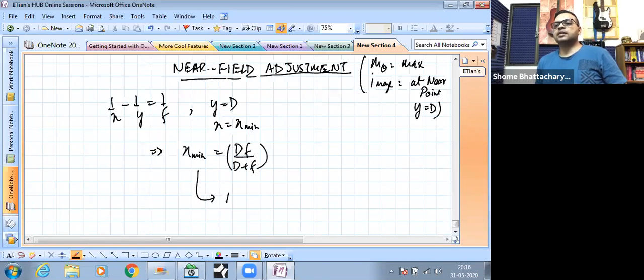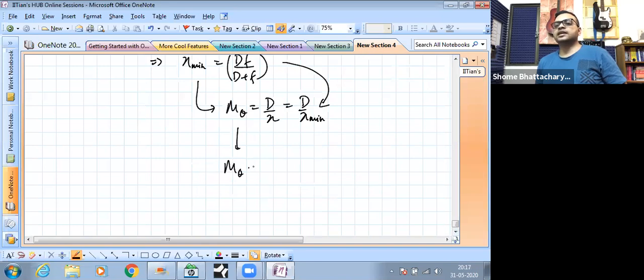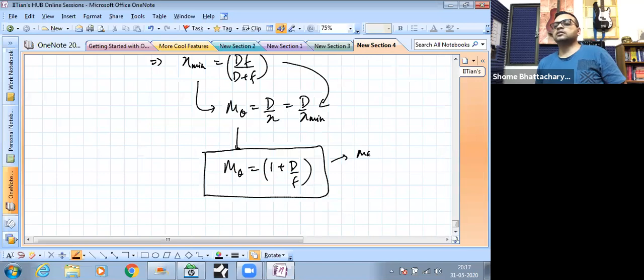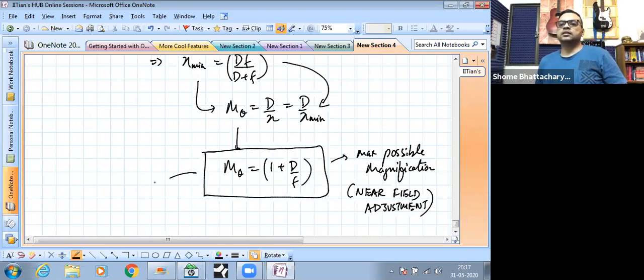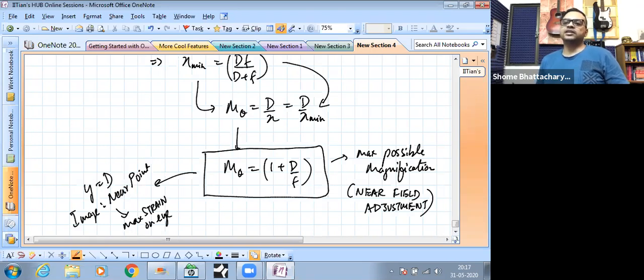And now you substitute that in the angular magnification formula, which is D by x. So here it becomes D by x minimum. When you substitute this value here, you get the angular magnification as 1 plus D by f. So this is the maximum possible magnification. And this occurs for the near field adjustment position. And in this, the eye is highly strained. So y is equal to capital D. That means the image is at the near point. So in viewing it, there is maximum strain on the eye. But on the other hand, the magnification is also maximum.